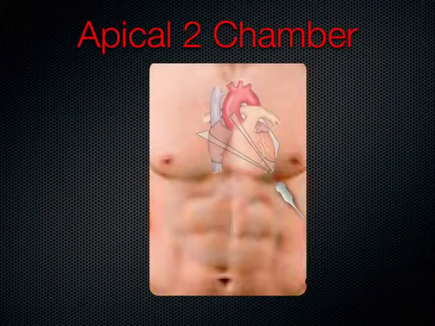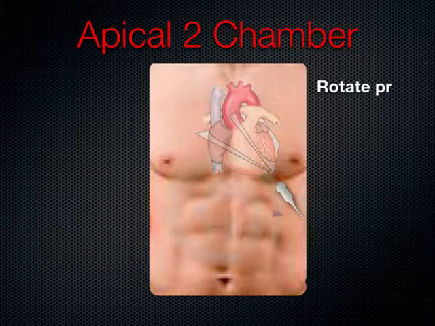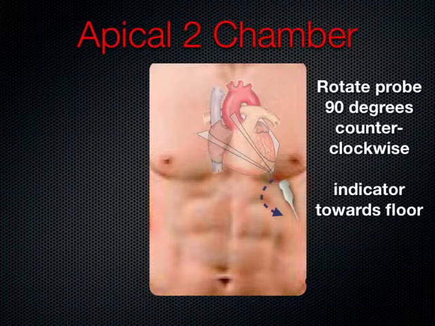Now here's a new view for you. This is called the apical 2-chambered view, and it's just a way to look only at the left ventricle and the left atrium. And what we do is we rotate the transducer 90 degrees counterclockwise, or basically taking that indicator from the patient's right and rotate the transducer so that the indicator is aimed towards the floor.